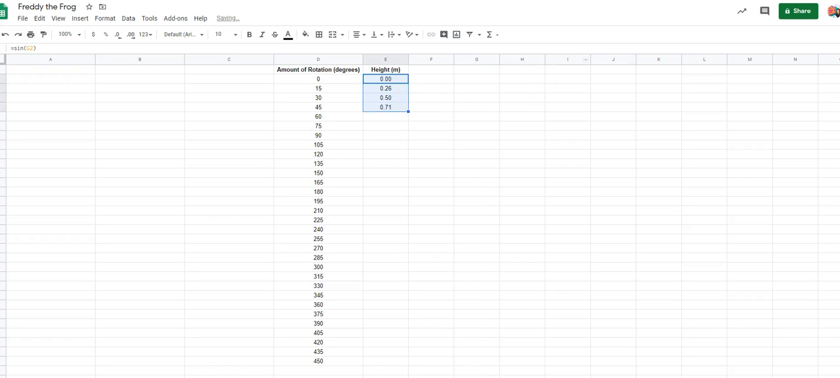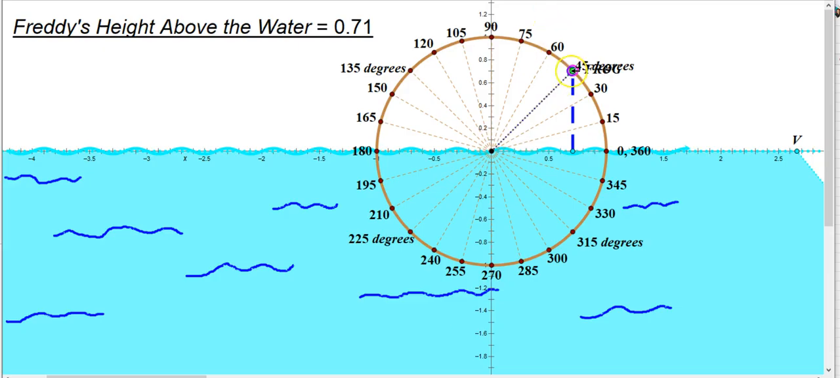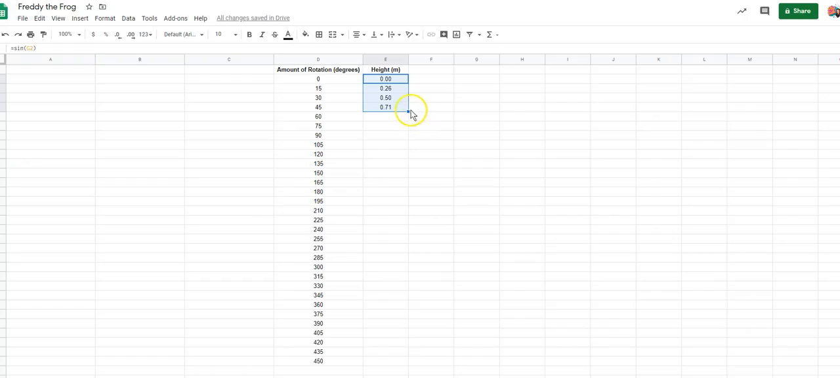And we could keep doing this over and over again. Measure his height at 60 degrees, measure his height at 75 degrees, all the way up to when he gets to 90 degrees. Because the radius of the wheel is 1 meter, he's up at 1 meter tall. So we can do that.